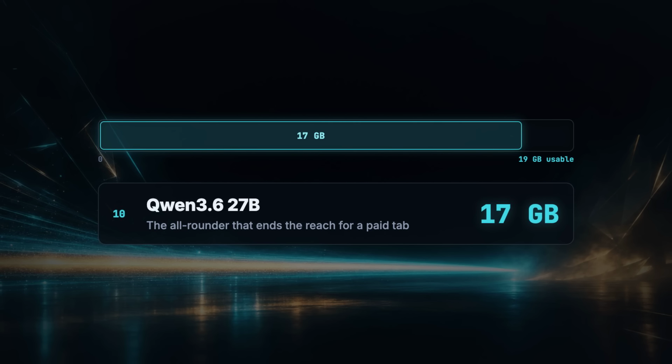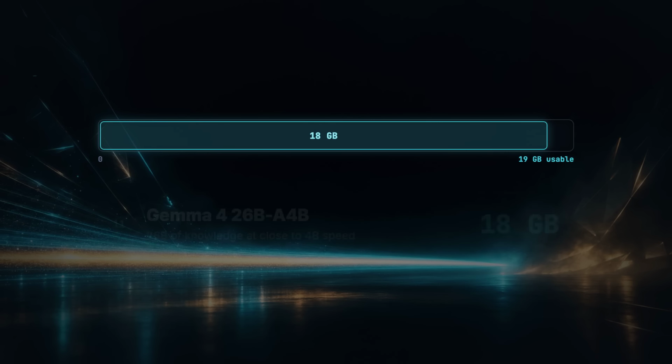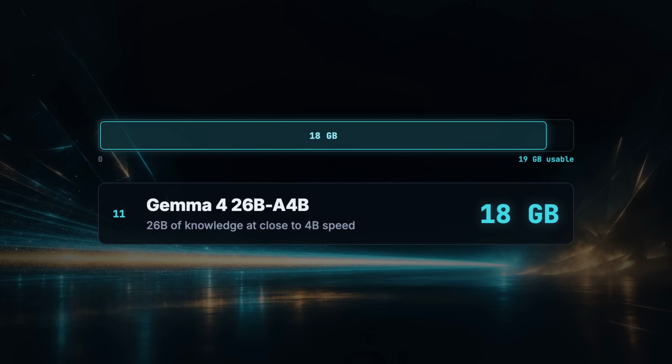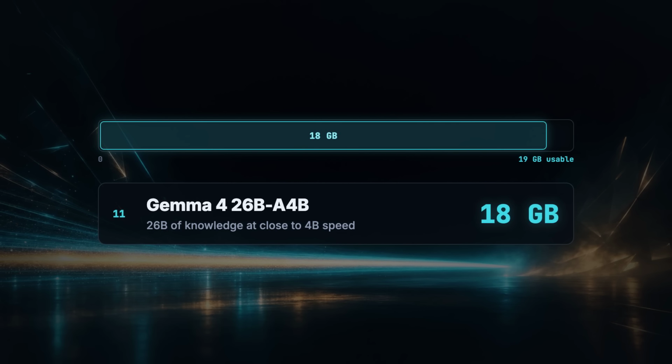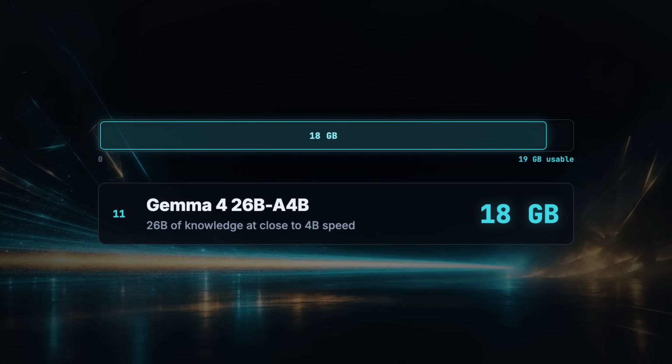Model 10. Qwen 3.6, 27 billion, 17 gigabytes. This is the all-rounder, the one that stops you reaching for a paid tab. Its published SWE-bench Verified score is 77.2, higher than most people expect from something running on a laptop. Model 11. Gemma 4 26 billion, 18 gigabytes. Only about 4 billion parameters run for any given word. So you get the knowledge of a 26 billion model at close to the speed of a 4 billion one.